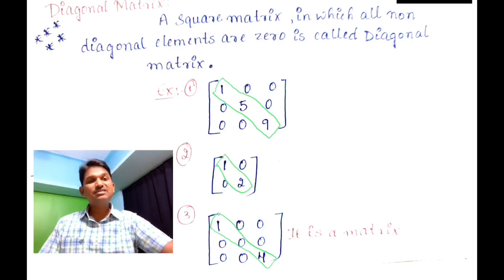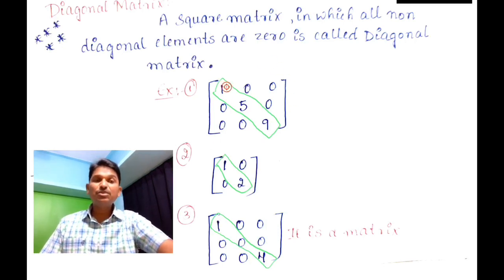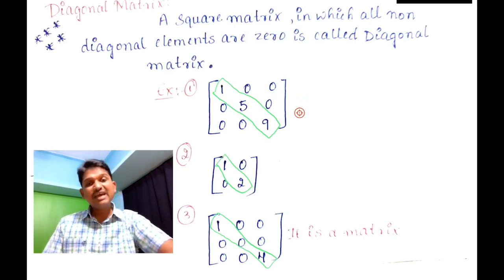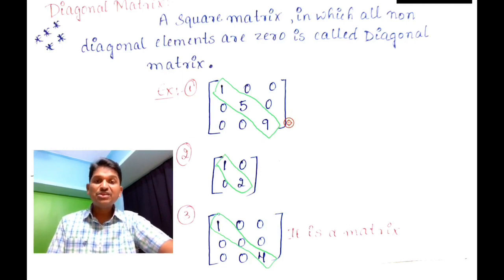Second version. What is the second version? You observe this first example. Is it an upper triangular matrix? What is an upper triangular matrix? A matrix in which all the elements below the diagonal are 0. See here, all the elements below the diagonal are 0. And you can observe this is a lower triangular matrix also, because all the elements above the diagonal are also 0. That means, what is a diagonal matrix? A matrix which is both upper triangular and lower triangular is called a diagonal matrix. That is the second version.